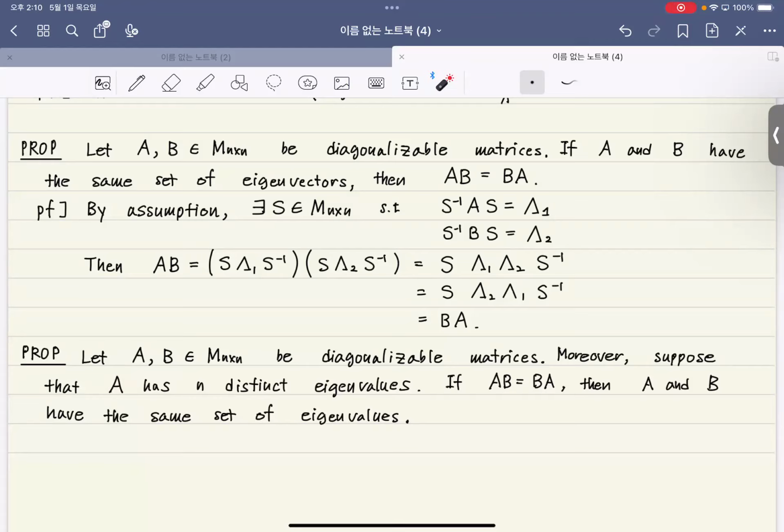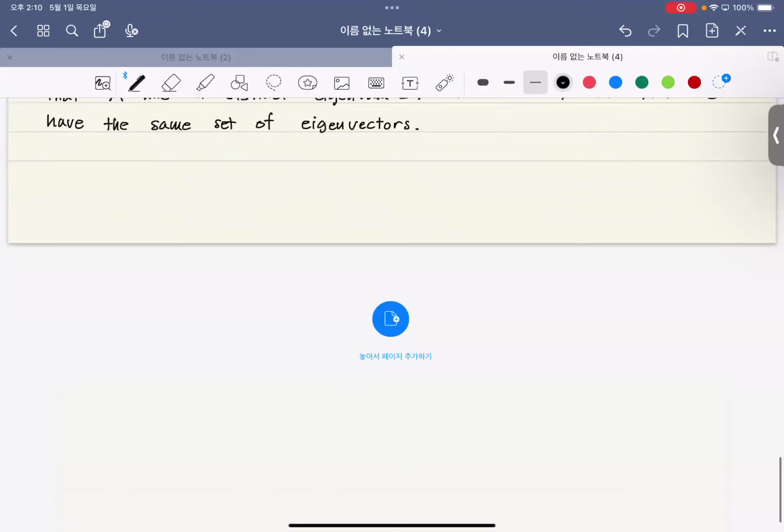Now suppose that A and B commute. Then A and B have the same set of eigenvectors. This is some sort of partial converse of the above proposition, not a complete converse. So what about the proof?